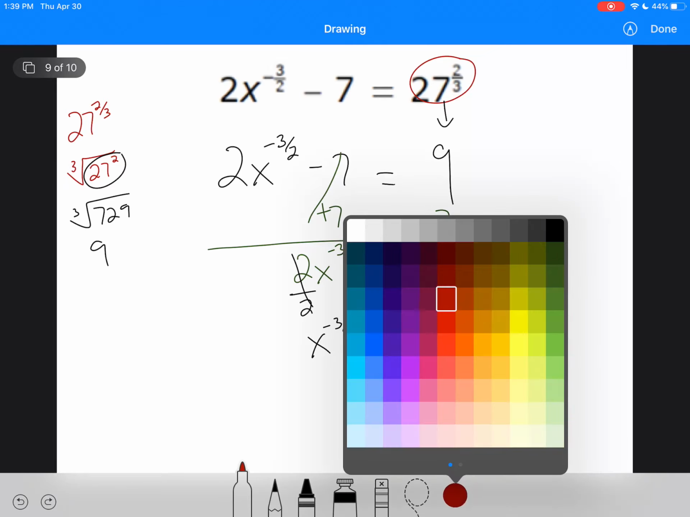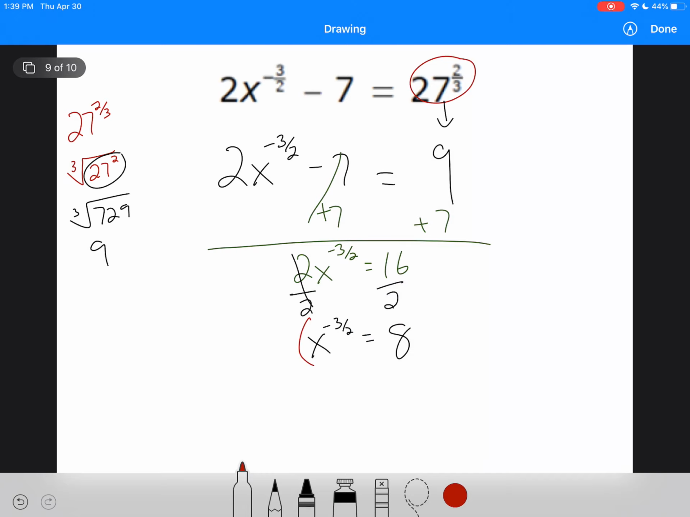Okay. Now we have a rational exponent here that is a fraction, and it also has a negative, and we need to get rid of that negative as well. So we're going to raise this to the power of negative 2 over 3, because a negative times a negative will be a positive. So we need to cancel out everything here.